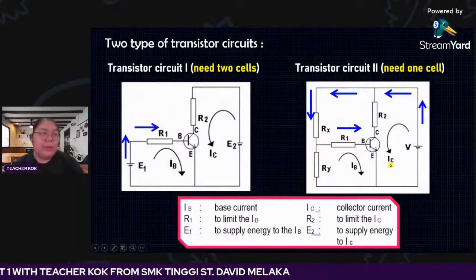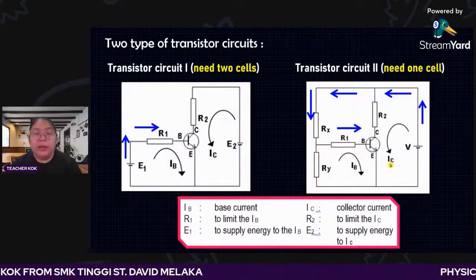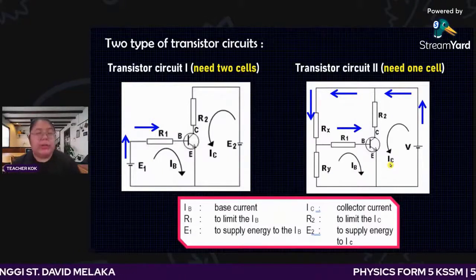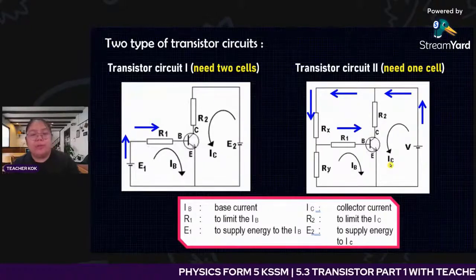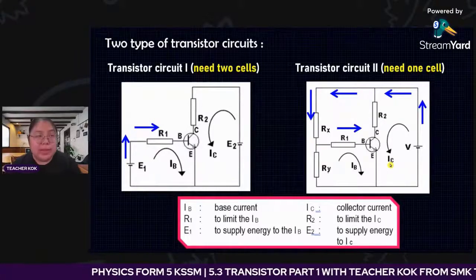So for every label, if you understand already, we can continue to the next part. We never mentioned the names already. We just say IB, IC, R2, R1, and you understand.